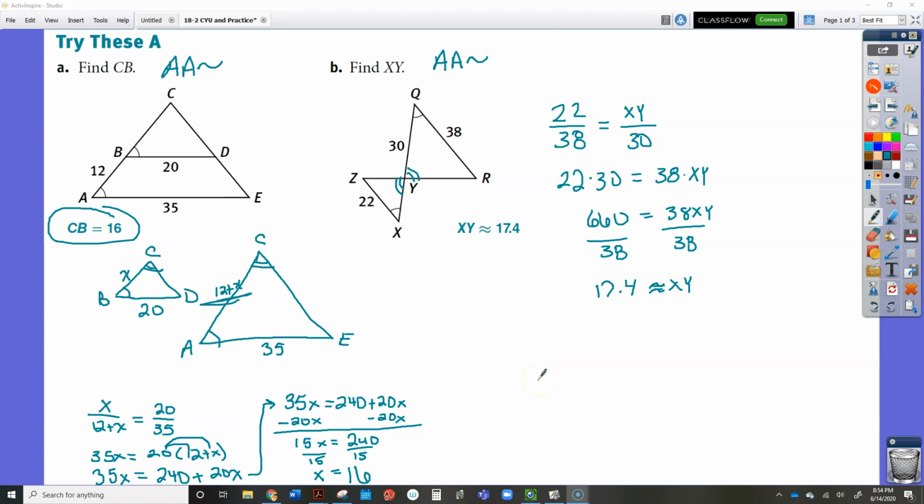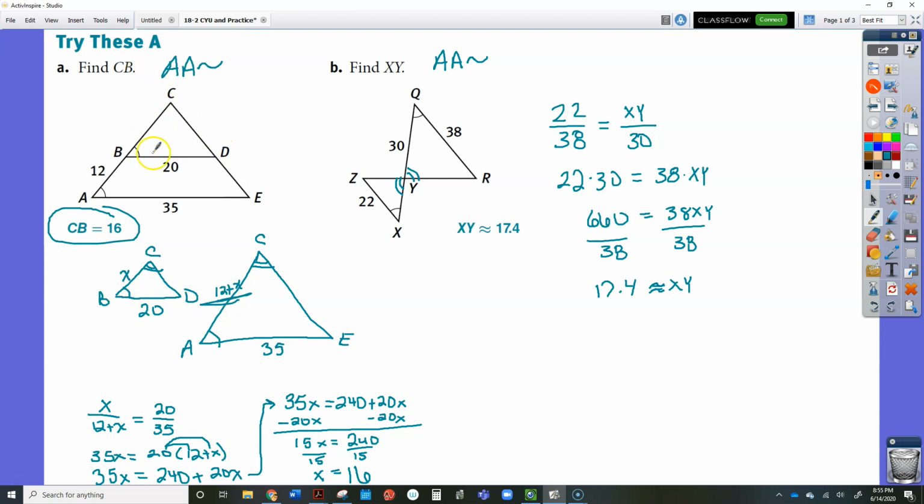Answer time. The Try These A wants you to find the length of CB. Now, this one's pretty tricky. One, I didn't work any of these. There were no examples like this in your book. So if you missed this one, don't feel bad. It's really tricky. So I hope that you separated the two triangles. If you didn't, you might have run into a problem right here.